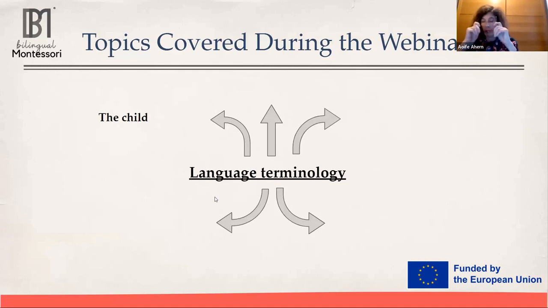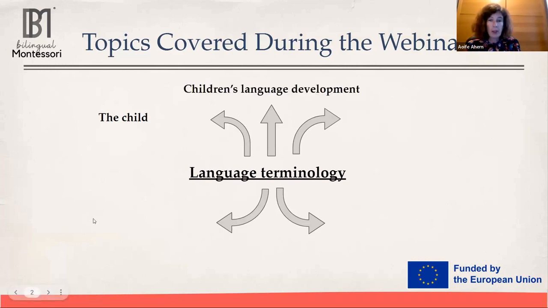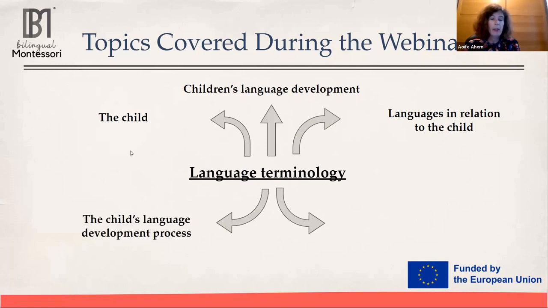Firstly, obviously, the child is the center of our attention. The child is the focus of the educational process, and we want to create ways to work in a child-centered approach in Montessori schools. So we're going to place emphasis on children's language development and what sort of concepts are important when we think about children's language development, and also languages which are something independent from the child but related to the child, so languages in relation to the child.